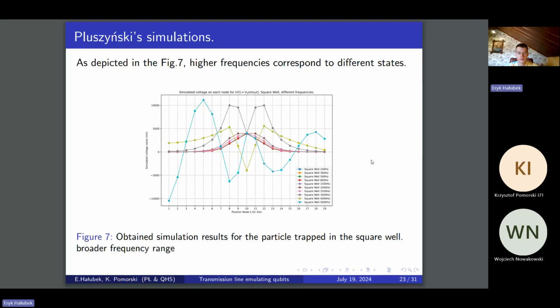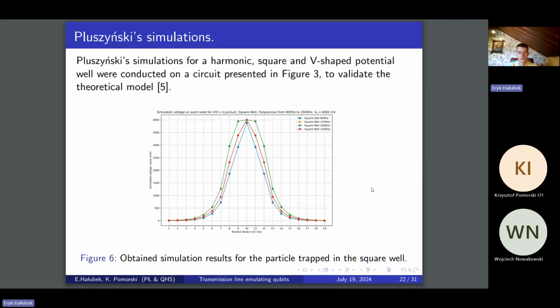Okay, and here is a different simulation, also on the same circuit, just for higher frequencies. And we can see that higher frequencies like 3000, 4000, and 5000 hertz correspond to different states, which was not so obvious in case of lower frequencies. These curves looked almost the same.